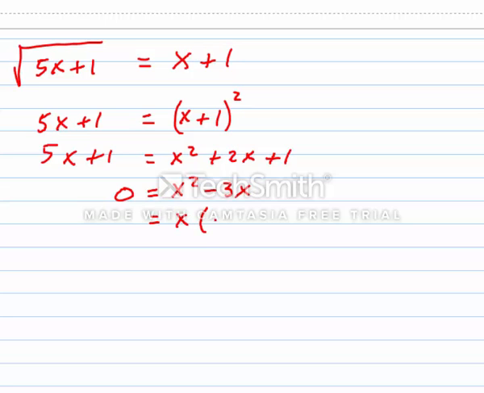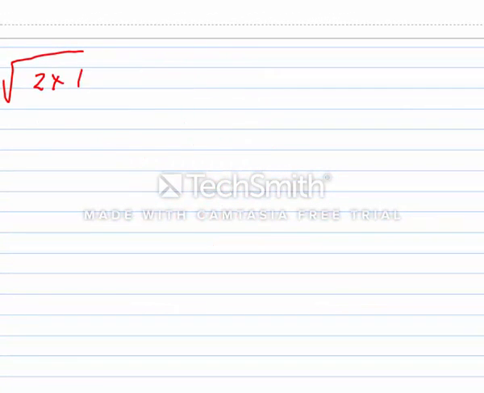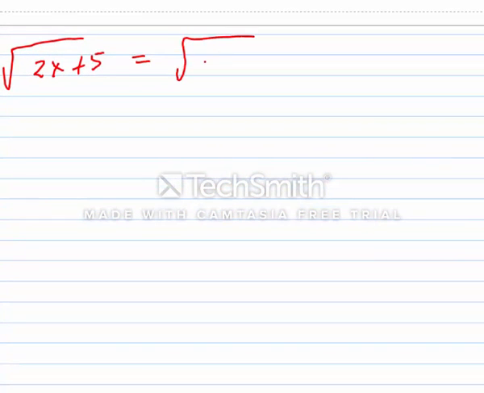Factoring this, we have x times x minus 3 is equal to 0. So we have x is equal to 0, or x minus 3 is equal to 0, or x is equal to 3. Now which one works? Let's check them. If we plug in 0 for x, the square root of 1 is equal to 1. That one works. And if we plug in 3, 3 times 5 is 15, plus 1 is 16. The square root of 16 is 4. And 3 plus 1 is 4. So they both work.